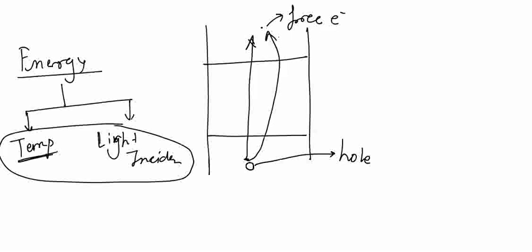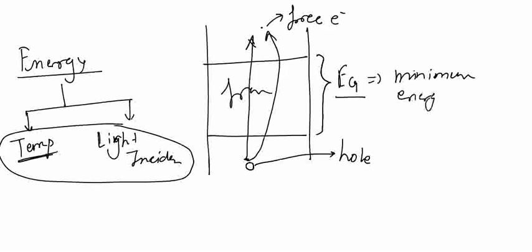To move an electron from valence band to conduction band, we have to supply some energy, which is approximately this much. This energy band which separates valence band and conduction band is called forbidden energy band, and the width of forbidden energy band, Eg, represents the minimum energy required to be supplied in order to move an electron from valence band to conduction band.